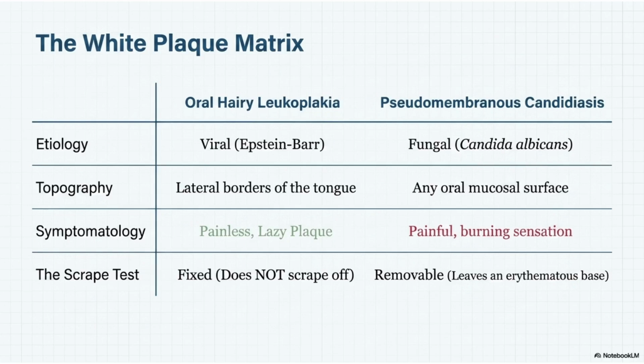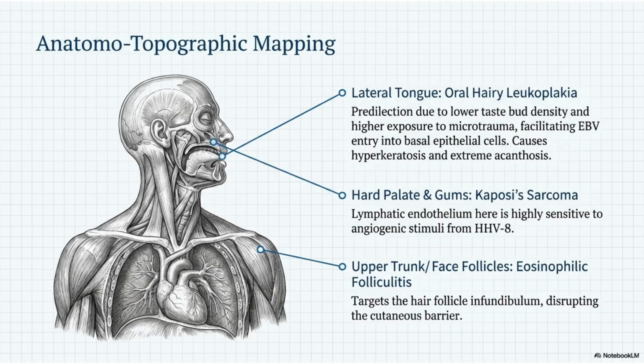Eosinophilic folliculitis represents a systemic Th2 immune shift. It is characterized by intensely pruritic, itchy follicular papules, and biopsies reveal dense infiltrates of eosinophils and neutrophils. The primary intervention for all of these is the immediate initiation of antiretroviral therapy to suppress viral replication and reconstitute the CD4 population, keeping a vigilant eye out for immune reconstitution inflammatory syndrome.